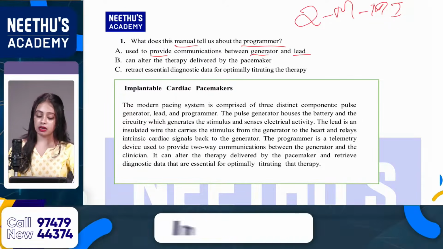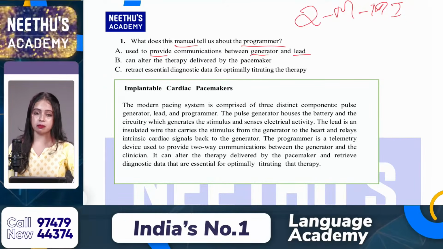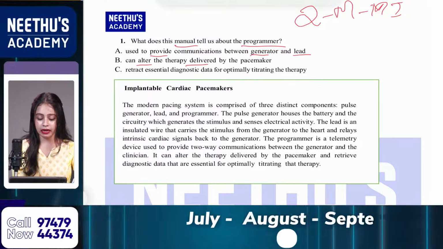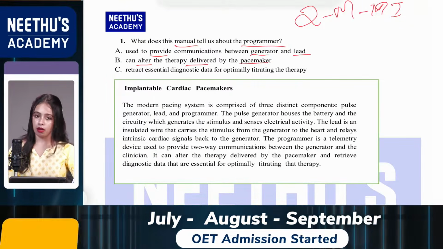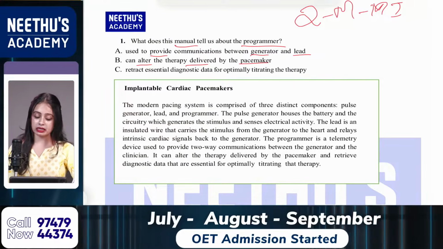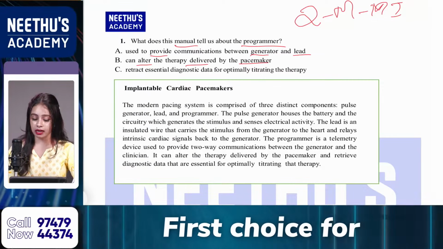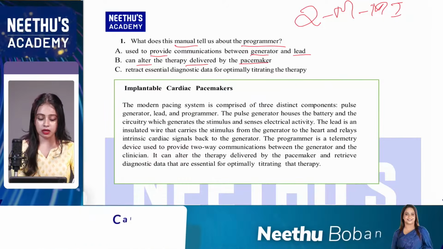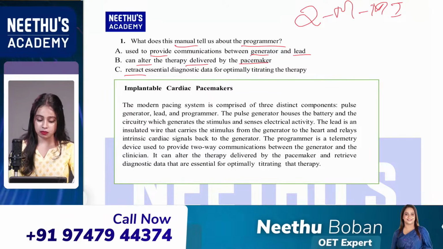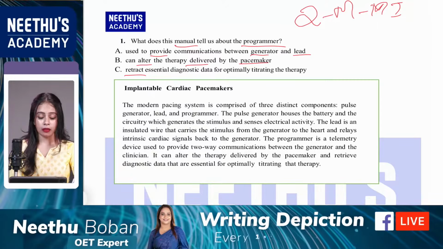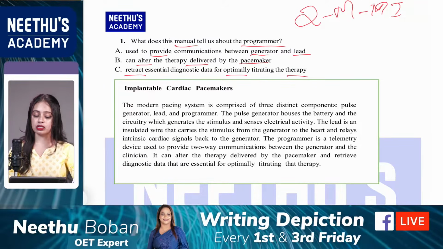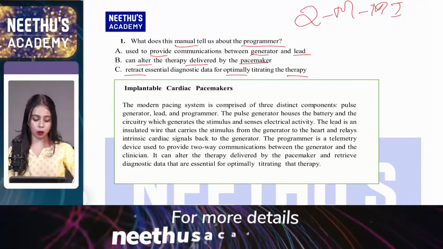From the second option, can alter the therapy delivered by the pacemaker. My keywords: alter, delivered, pacemaker. From option C, retrieve essential diagnostic data for optimally titrating the therapy. My keywords: retrieve, which means withdraw, and optimally, then therapy. So these are my keywords from these 3 options.